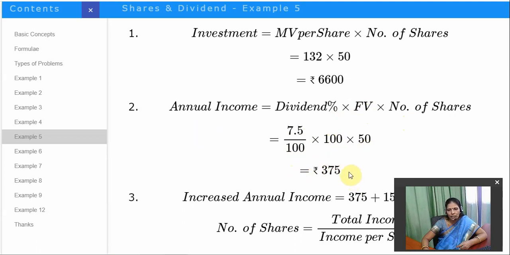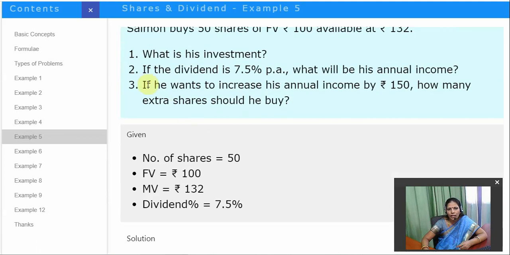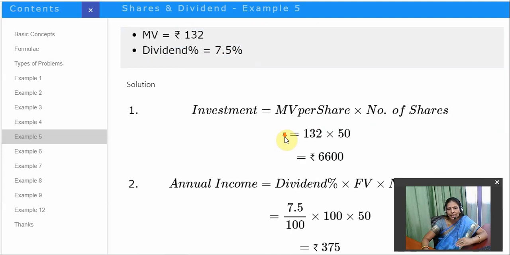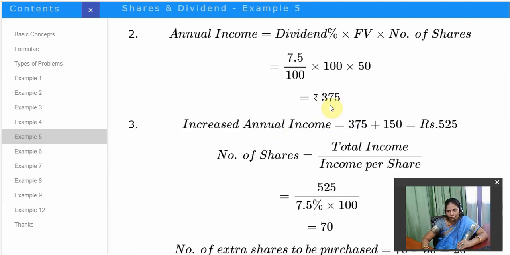And the third subdivision is, if he wants to increase his annual income by rupees 150, how many extra shares should he buy? At present his annual income is, as you found, 375 for 50 shares. Now he has increased his annual income by 150 rupees. So the increased annual income is 375 plus 150, that is rupees 525. So this is his annual income after he has increased it. Now you need to find out the number of shares for this annual income.